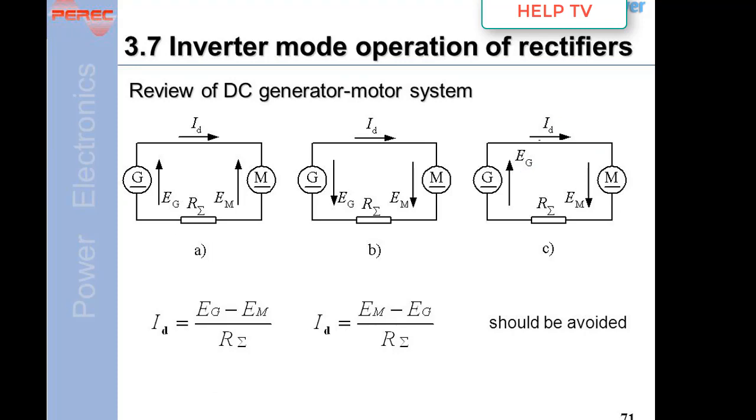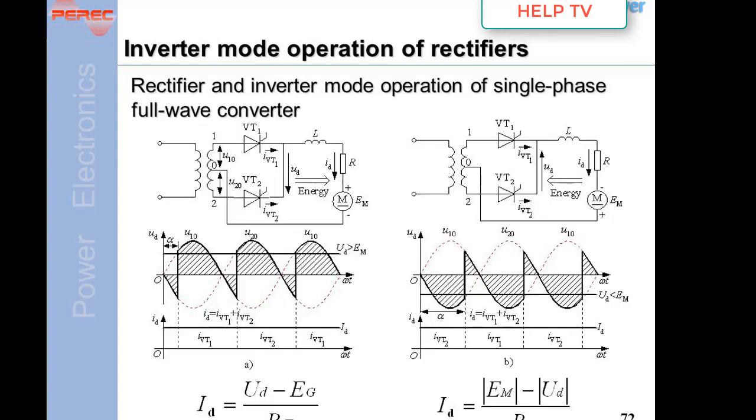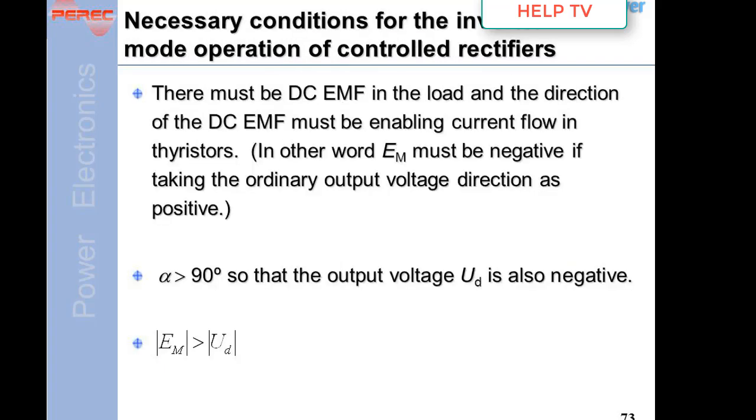3.7 Inverter mode operation of rectifiers. Review of DC generator-motor system. Should be avoided. Inverter mode operation of rectifiers. Rectifier and inverter mode operation of single-phase full-wave converter. Necessary conditions for the inverter mode operation of controlled rectifiers: there must be a DC EMF in the load, and the direction of the DC EMF must enable current flow in thyristors. In other words, E must be negative if taking the ordinary output voltage direction as positive. α greater than 90 degrees, so that the output voltage Ud is also negative.